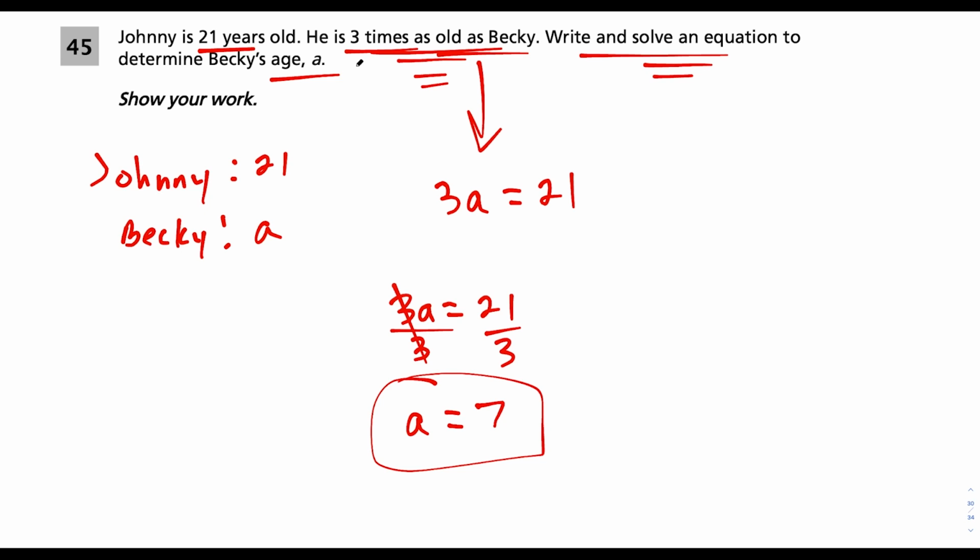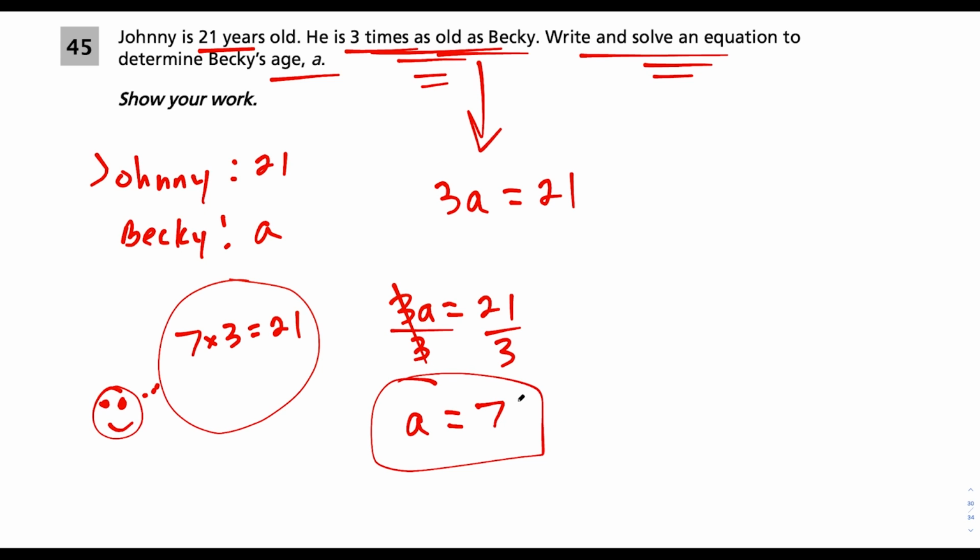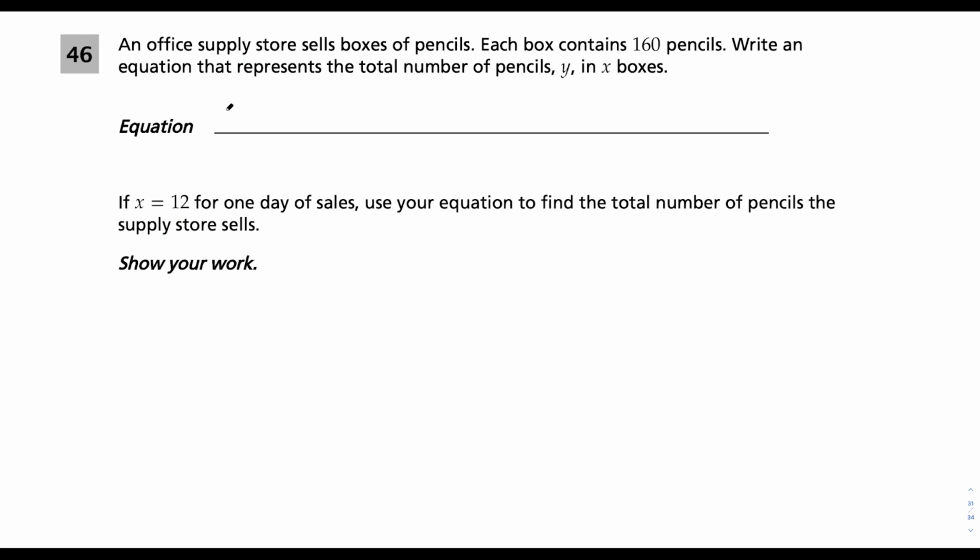And if you think about it, if you want to check this in your head before you move on, you take Becky's age, 7, and you multiply it by 3, and that's definitely equal to 21. So our answer checks out. Question 46, we have an office supply store selling boxes of pencils, and each box contains 160 pencils. We need to write an equation that represents the total number of pencils Y in X boxes.